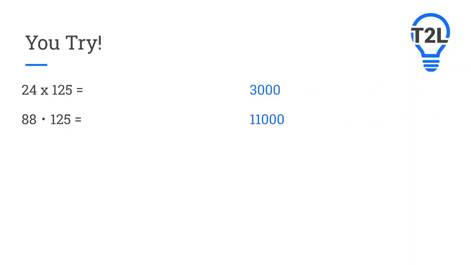3,000 and 11,000. So I'll go over these. For the first one, just divide it by 4, which is 6, and then add it back to the original. So 24 plus 6 is 30, and then times 100, that's 3,000. And then with this, 88 divided by 4 is 22. 22 plus 88 is 110, and then multiply by 100, that's 11,000.